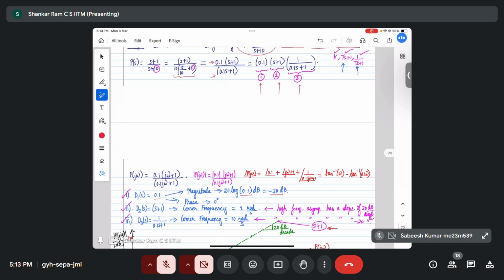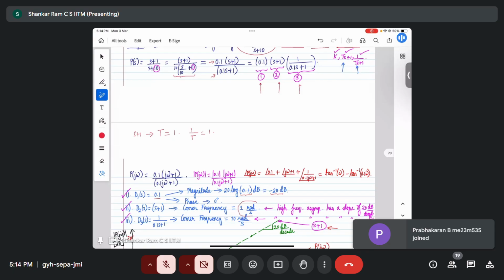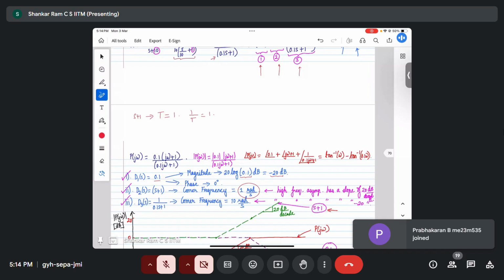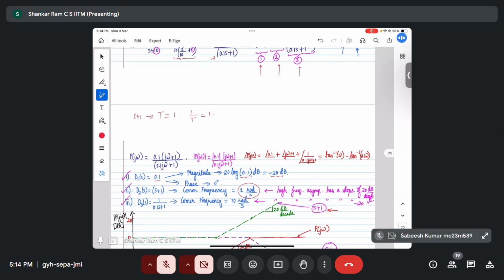Okay. So now, if we go to the factor s plus 1, that is like the factor Ts plus 1, right? So what will be the corner frequency? It's 1 by T, right? So for s plus 1, what is the value of capital T? 1, right? So what is 1 by T? It is also 1, right? So that's why the corner frequency will be 1 radian per second. And the high frequency asymptote has a slope of 20 decibels per decade. Okay, so that's what we have for s plus 1.